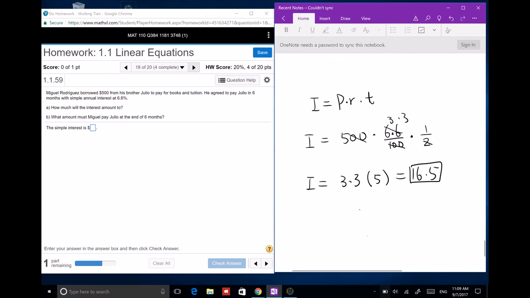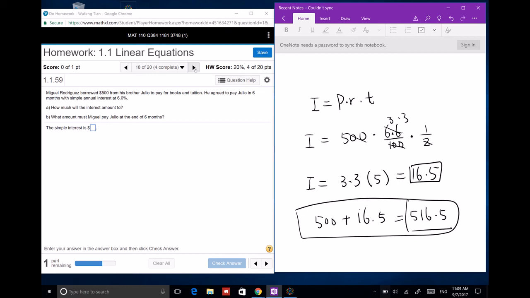Second one, what amount must be paid at 6 months? So it's going to be 500 plus 16.5, the total amount after 6 months, which equals 516.5. This is your answer.